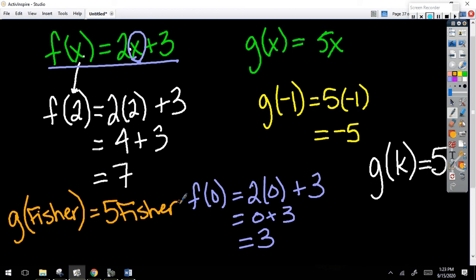Okay. The point that I'm getting at is no matter what is in that parentheses, it's replacing the x. No matter what.